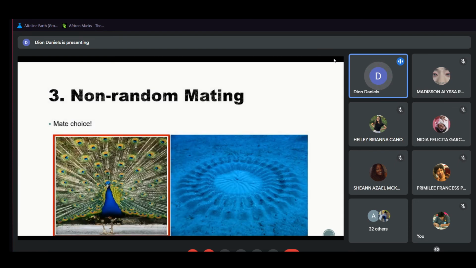Next is non-random mating or mate choice. So I put two pictures here of examples. Birds are the best example. We almost always use birds as examples in biology because they display their mate choice very vibrantly. The males tend to be bright colored, the females tend to be more drab, and then they can be choosy.